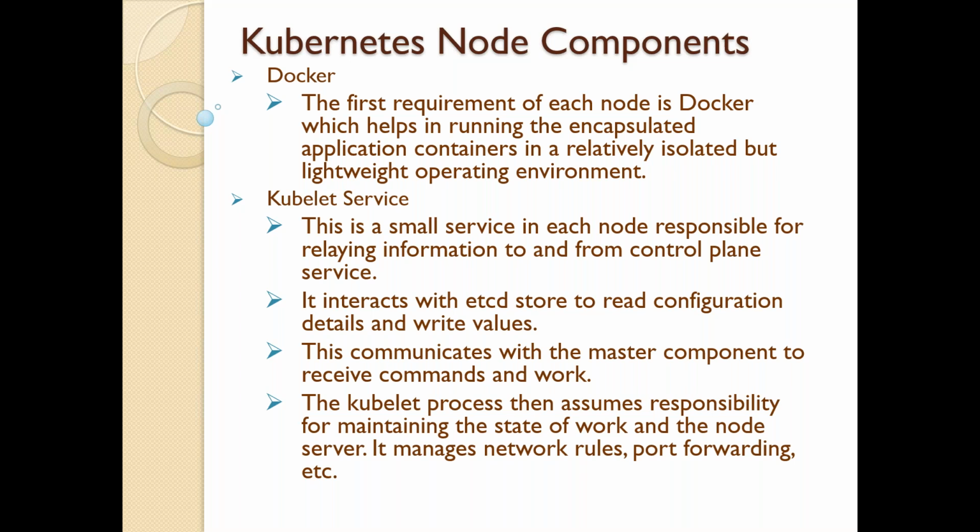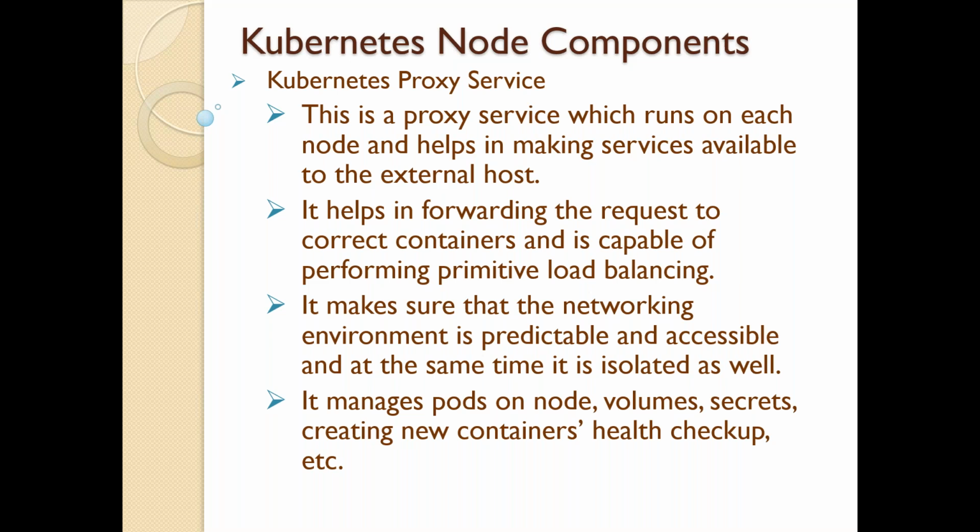This communicates with the master component to receive commands and work. So this is where your work gets distributed from the scheduler to the node via your kubelet service. The kubelet process then assumes responsibility for maintaining the state of the work and the node server. It manages network rules, port forwarding, everything is taken care of by your kubelet. So if this service is not running, then your node will not be given any work.